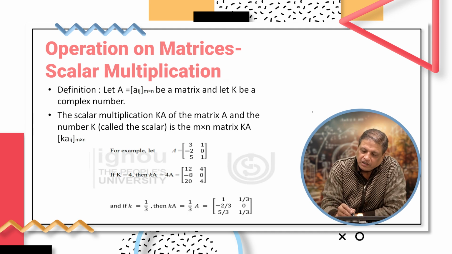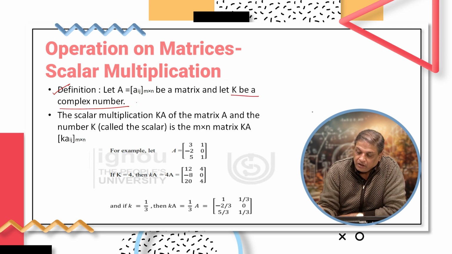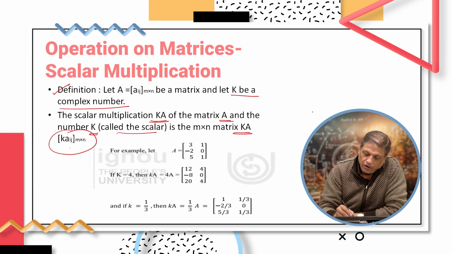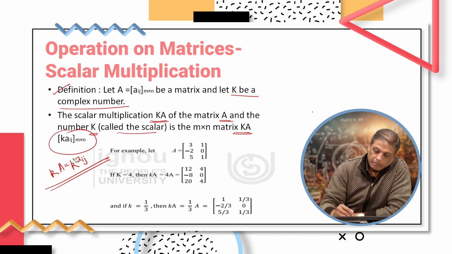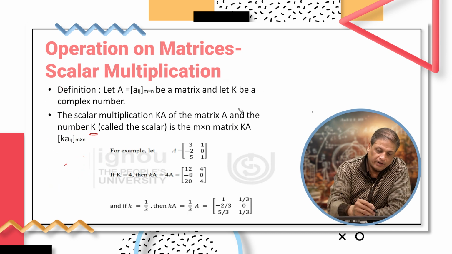The definition of the scalar multiplication says that if A is equal to Aij, m cross n, be a matrix, and let K be a complex number, then the scalar multiplication KA of a matrix A and the number K will be equal to K times A. So that means each and every value of the matrix A, that is Aij, will be multiplied by the scalar constant K. You will better understand this statement when we solve the numerical given below.